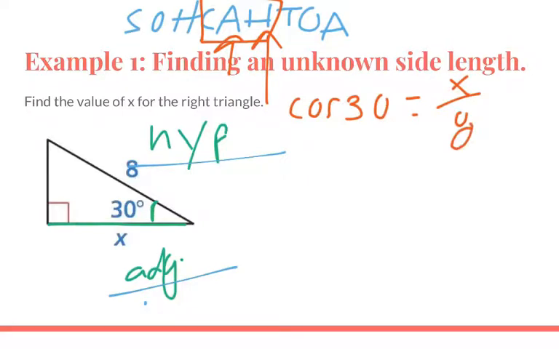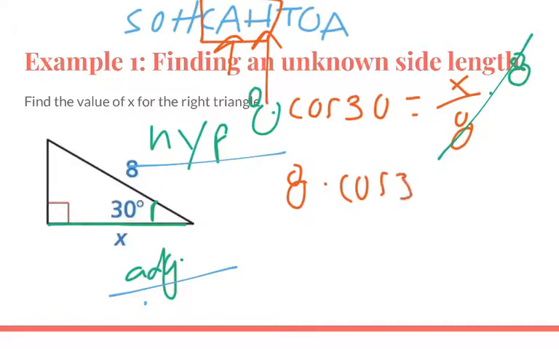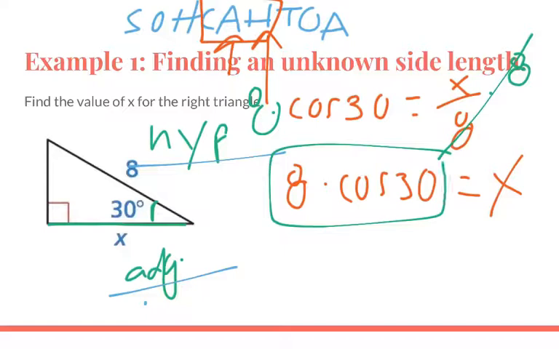And from here, since we're trying to solve for x, but right now it's being divided by 8, if we just multiply both sides by 8, that will go away and we'll be able to get x by itself. So now what that says is 8 times cosine 30 equals x. And now all I have to do is type that part in on my calculator and we'll get the answer.